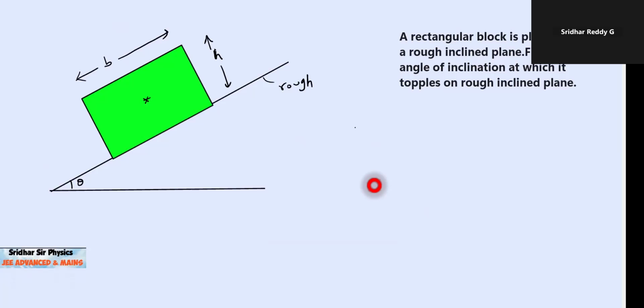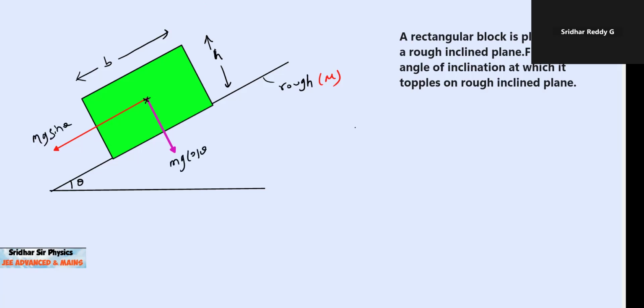Now we have a rectangular block placed on a rough inclined plane. Find the angle at which it topples on the rough inclined plane, with the coefficient of friction, let it be mu. Then what are the forces that will be acting? Weight mg, with components mg cos theta and mg sin theta.